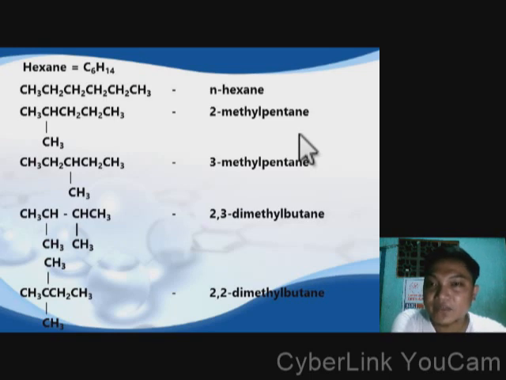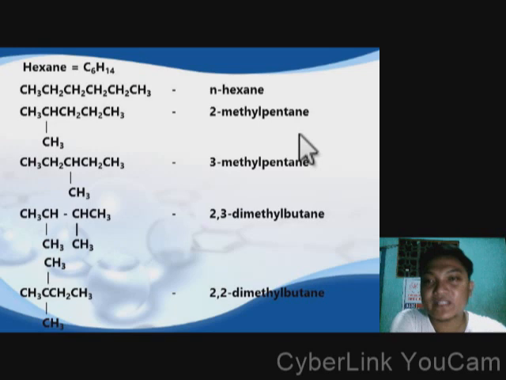Okay? Even your 2,3-dimethylbutane. Sir, bakit 2,3? Kasi yung positioning ng alkyl groups niya is on number 2 and number 3. Sir, bakit butane? Look at the parent chain. Okay?